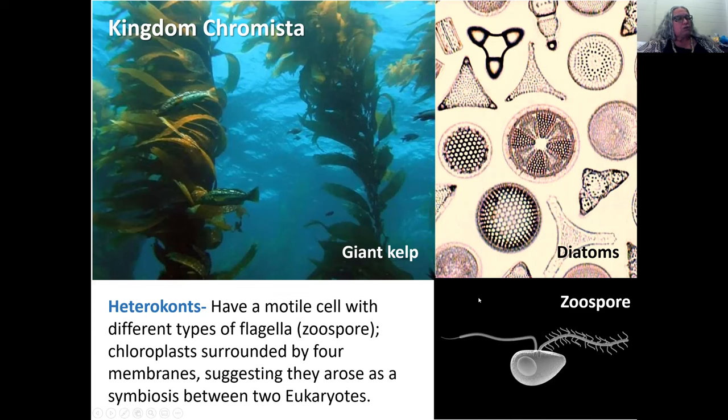This is a motile cell with two different types of flagella. One is long and whip-like, and the other has little hairs projecting off it and is called a tinseled flagellum. And everything in this kingdom has chloroplasts surrounded by four membranes, which suggests that everything in this kingdom arose from a symbiosis between two eukaryotes. You will recall that plants, true plants, are derived from a symbiosis of a eukaryote and a photosynthetic bacterium. So that's why these guys get their own kingdom.